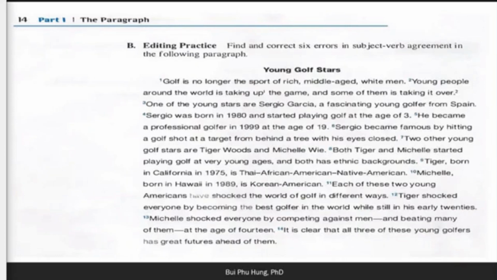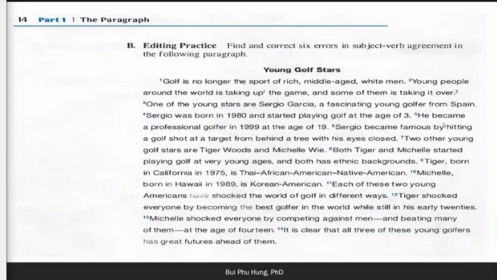Go on, please. One of the young stars is several varieties. Okay. And the sentence 11: Each of the two young Americans has shocked the world of golf in different ways.